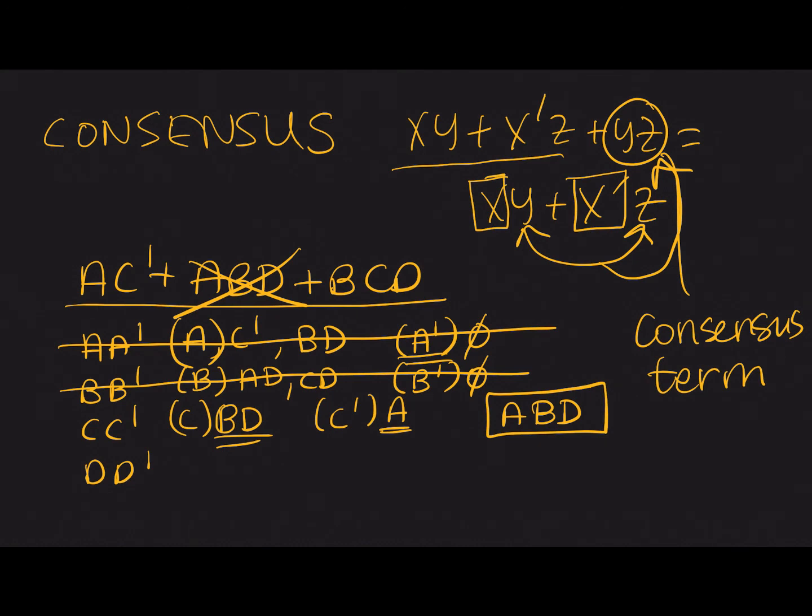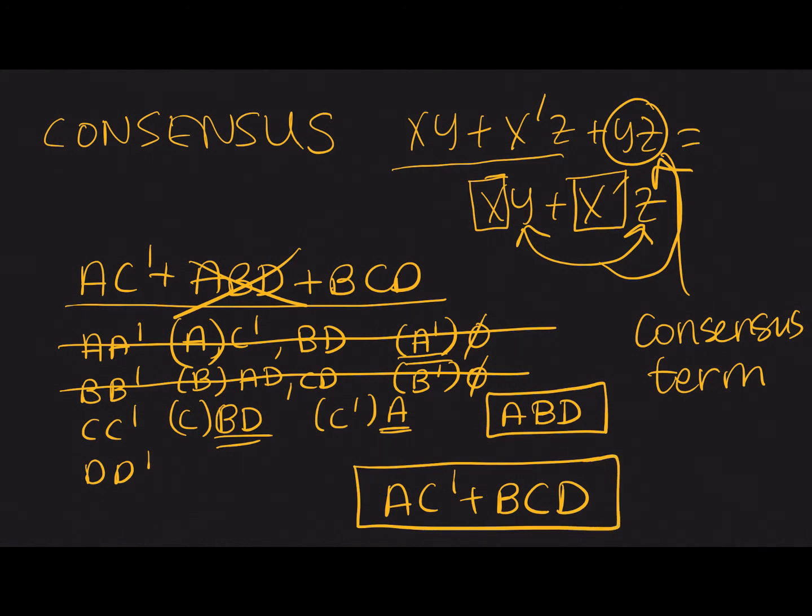Now that I've removed that, I only have 2 terms in my expression. It's impossible for me to have any further consensus terms. So my answer is going to be AC prime plus BCD. Consensus table is really the best way that I've found to do this. If there were a shorter way to do it, I would be using it. But if you find one, let me know.